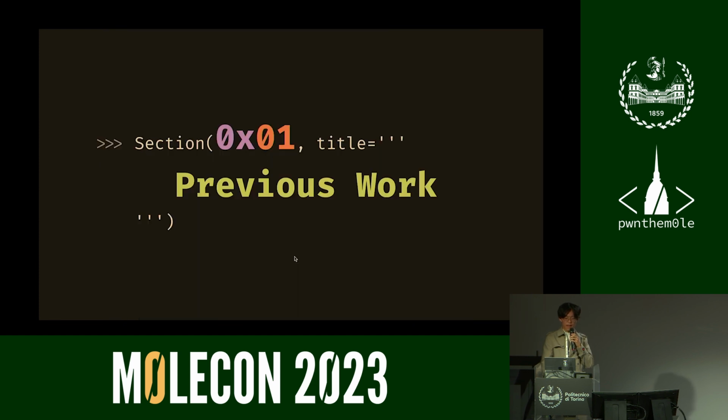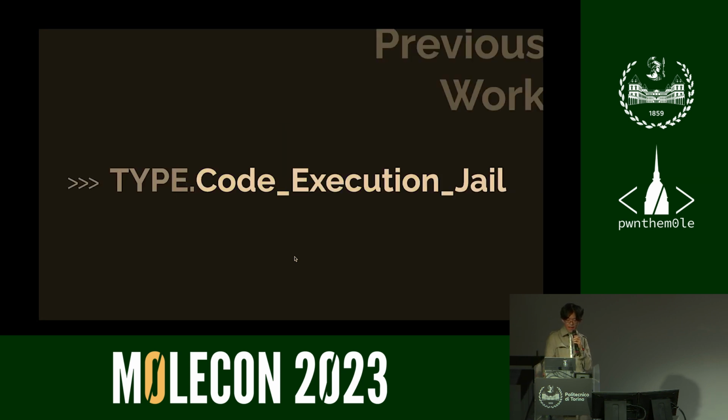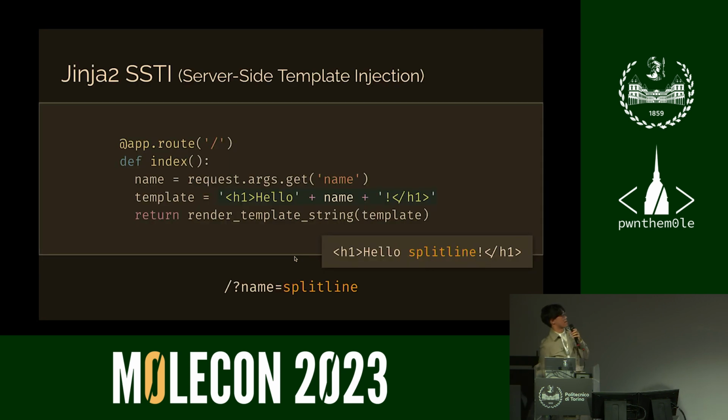Before I talk about my findings, let's talk about some previous work to help you better understand these two types of jail. First, let's talk about code execution jail. I will take a Jinja2 SSTI, server-side template injection, as an example. It's a pretty common type of server-side template injection, and a pretty classic example.